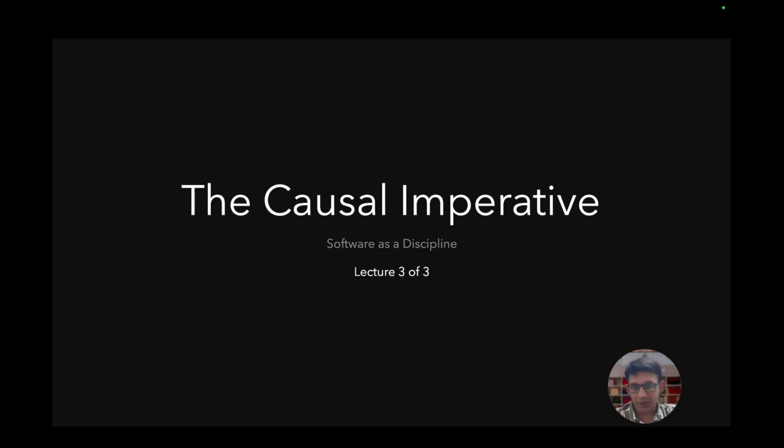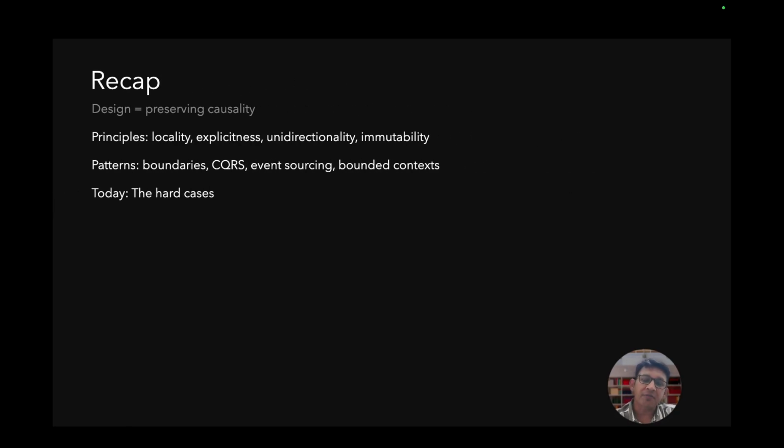Welcome to Lecture 3, the causal imperative. Now, we've already established that software design is fundamentally about preserving causality, the ability to reason about how actions lead to consequences. We've examined the principles that make causality explicit and the patterns that contain it. Now we confront the hard cases.